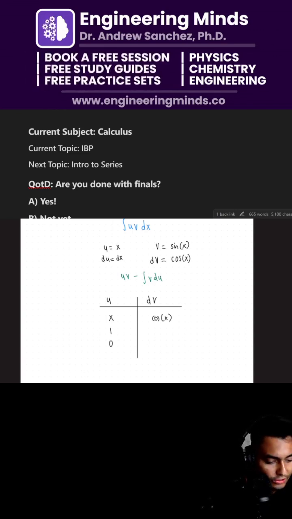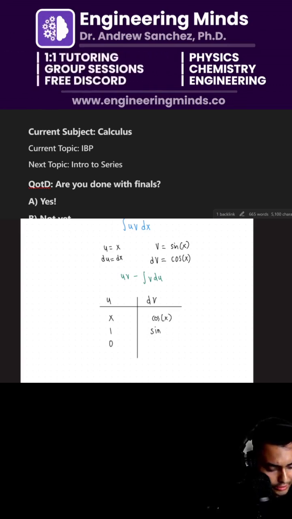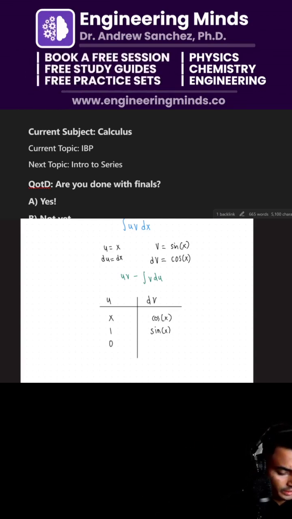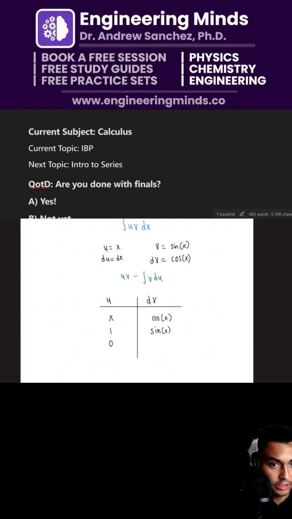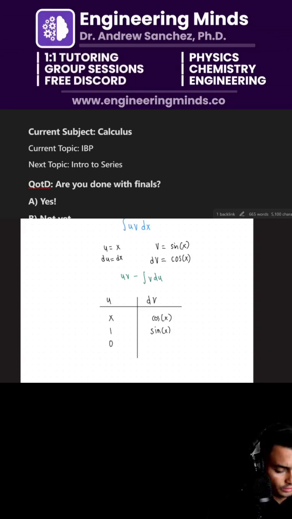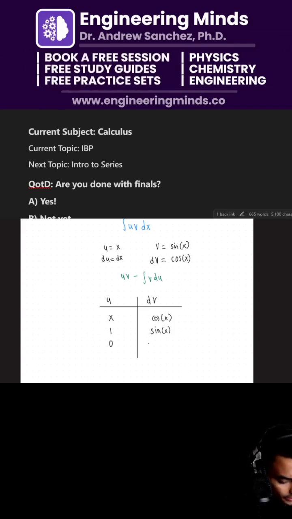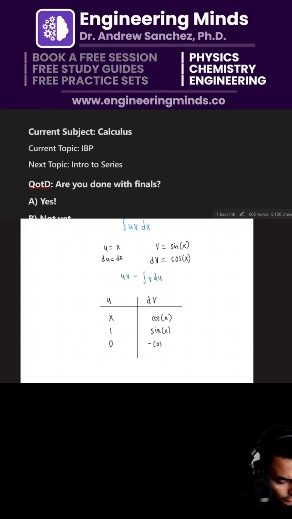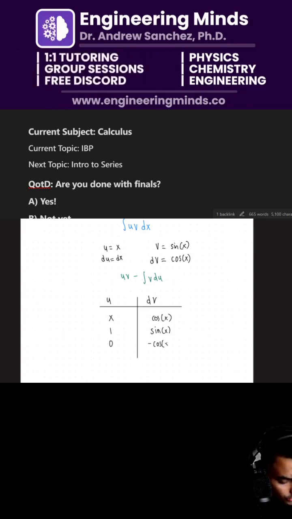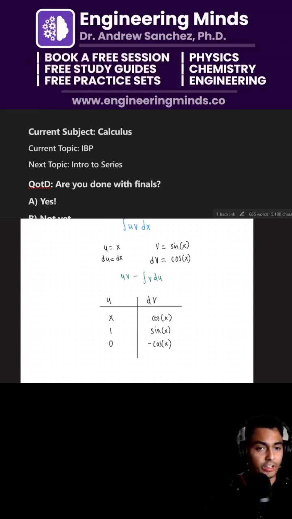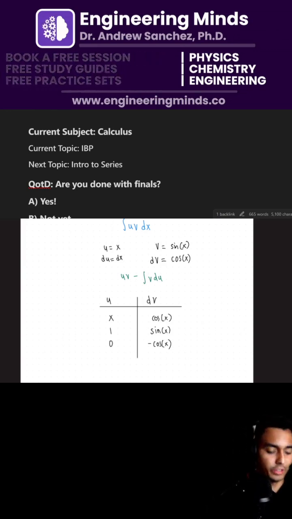So what's the integral of cosine? Someone already said this is sine, and then what's the integral of sine of x? Nathan finished, good job, Nathan. It's going to be negative cosine, right? Because if I differentiate cosine, I get negative sine, but we don't want negative sine, we want a positive sine, so that's why I have a negative cosine.